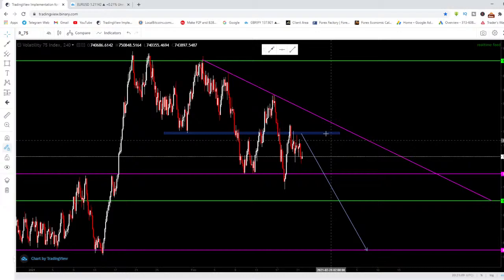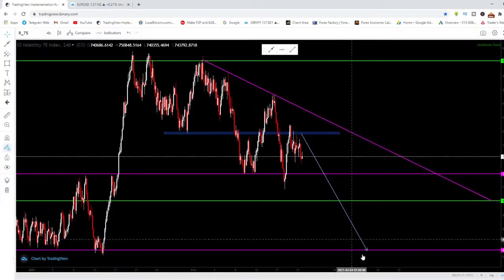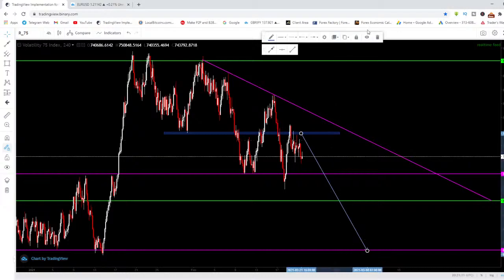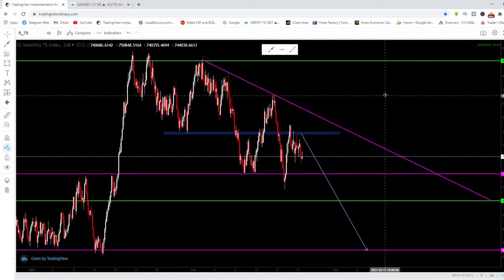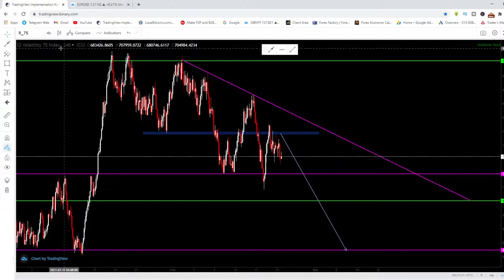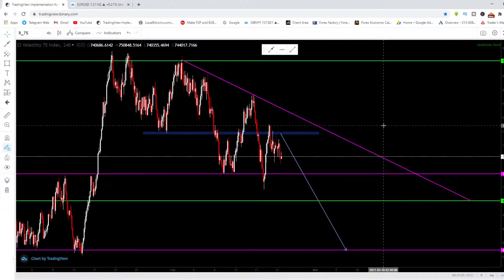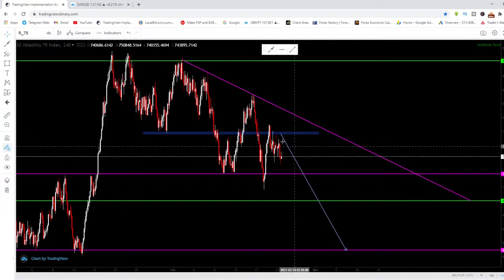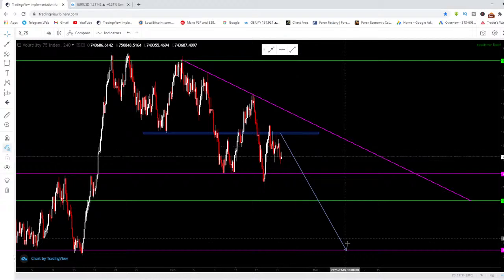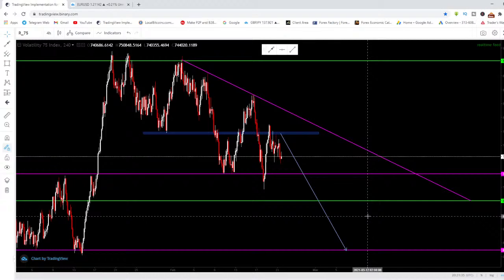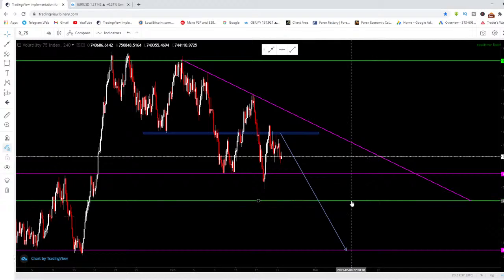From here now, expecting to continue to push down to the downside to around price 609627.1985. That's where I'm expecting volatility 75 to go before it will turn up again and continue to move back up to the upside. But right now, I'm seeing volatility 75 will come down to this level before it turns back up again, guys. And remember, I don't scalp the market. I'm not a scalper. I do swing trade.